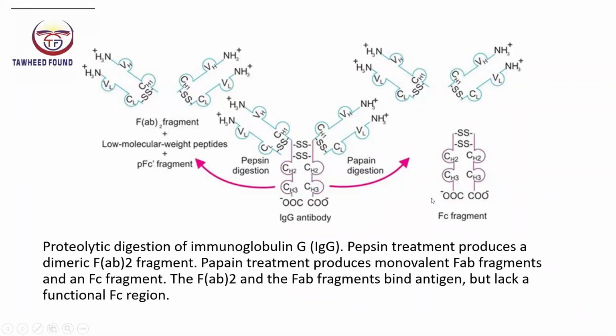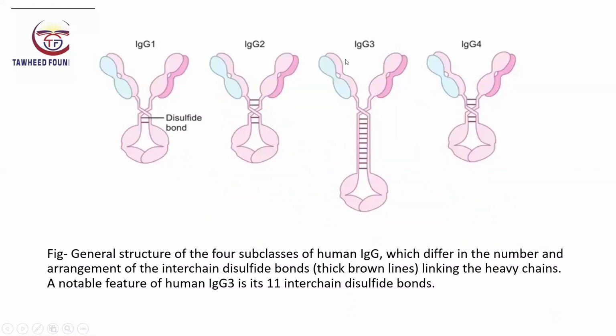For human IgG subclasses, IgG1, IgG2, IgG3, and IgG4 are shown with different hinge regions. These four subclasses differ in hinge regions and disulfide bonds. IgG3 has the longest hinge and 11 disulfide bonds, as you can count: 1, 2, 3, 4, 5, 6, 7, 8, 9, 10, 11. So 11 disulfide bonds, more flexible but less stable.